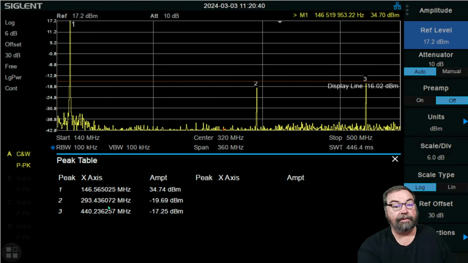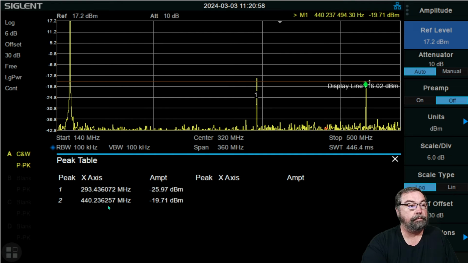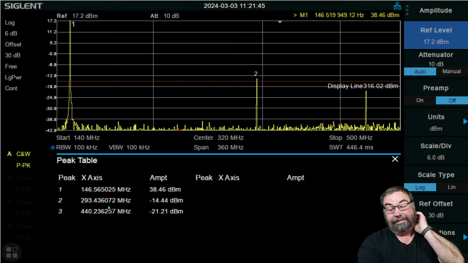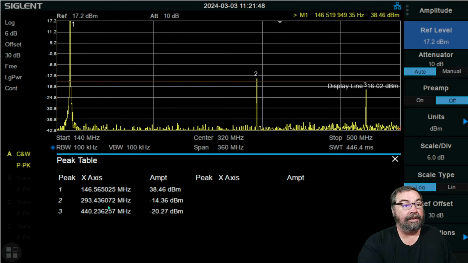All right, let's go to high power. All right, high power. And our primary is at 38 dBm. And our second harmonic, while it is 43 below, is over minus 16 dBm, at minus 14. So while it is more than 40 dB below the fundamental, it is over minus 16 dBm of power. So that's kind of a fail.